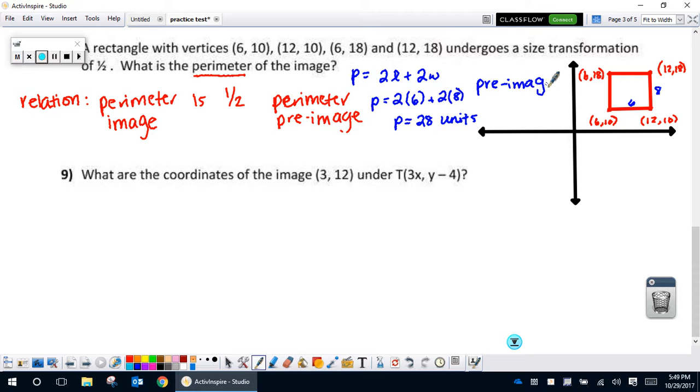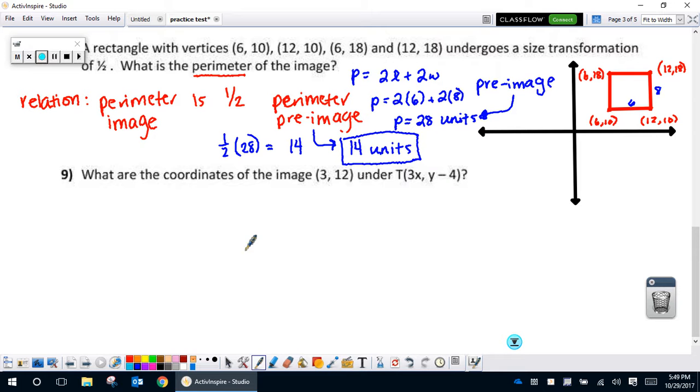So all we have to do is take half of 28. So we have to apply the size change, and half of 28 is 14. So our perimeter of the image would be 14 units. Another one you might want to graph.